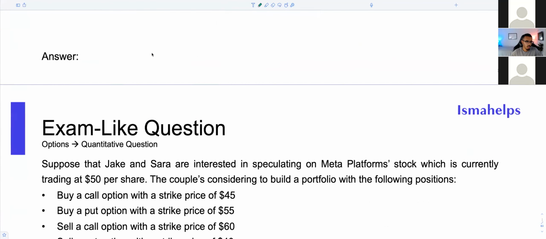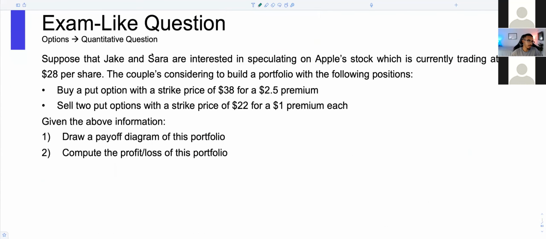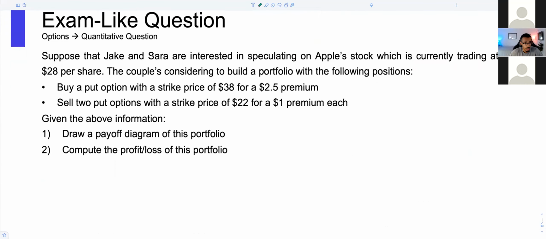Okay. So we're going to start with this one. We're going to do this question. Suppose that Jake and Sarah are interested in speculating on Apple's stock, which is currently trading at $28 per share. The couple is considering building a portfolio with the following positions. The first one being, we're going to buy a put option.